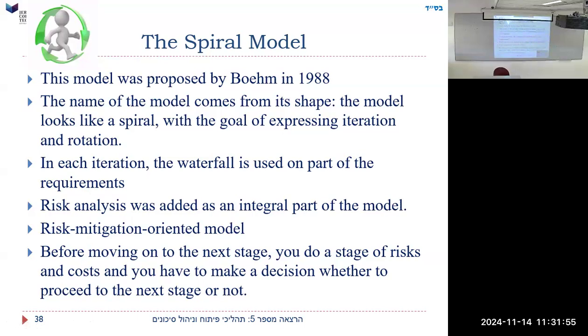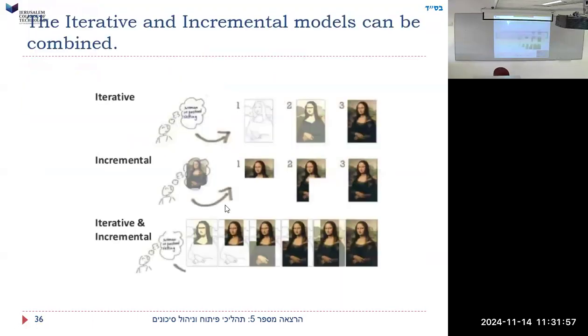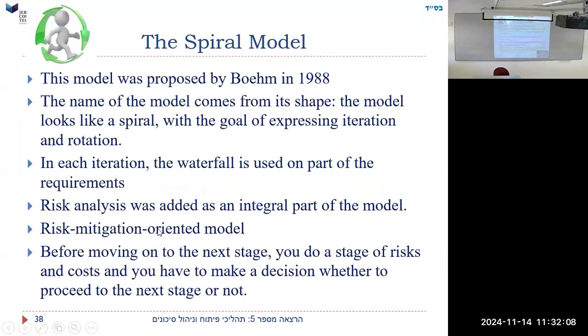So I guess it's kind of like a combination of this, because we're doing iterative, but on parts, right? That's what he's saying here. Iterative on just the face, iterative on the hands. Again, in each iteration, the waterfall is used on the part of the requirement that we're working on.